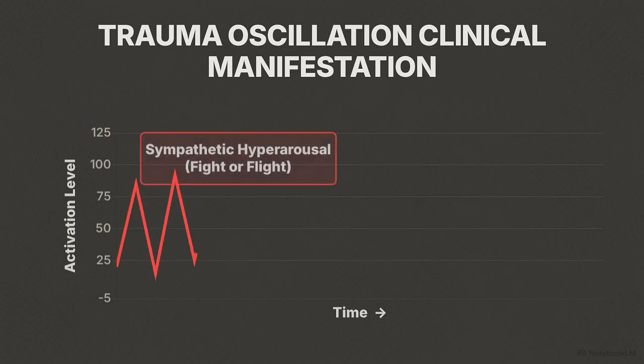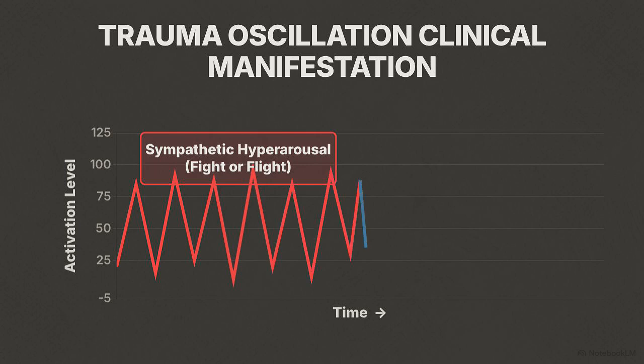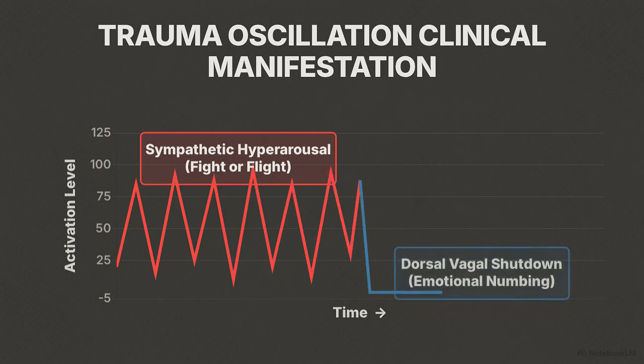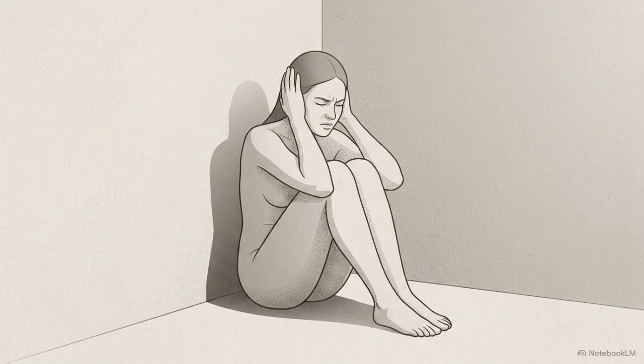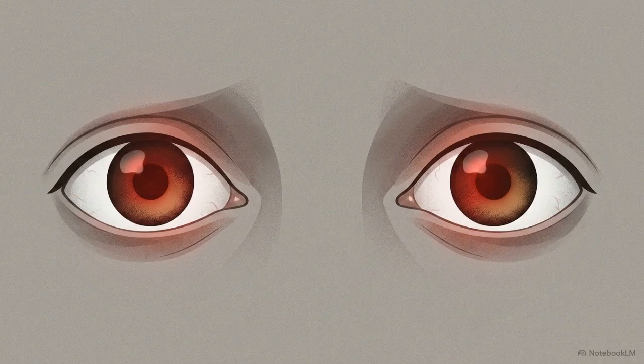The nervous system rapidly oscillates between chaotic spikes of sympathetic hyperarousal, fight or flight, crashing directly into the flat line of dorsal vagal shutdown, causing emotional numbing and withdrawal. Treating a person caught in this oscillation requires bypassing cognitive moralizing entirely. Standard 12-step logic is inaccessible to a nervous system actively fighting for survival.